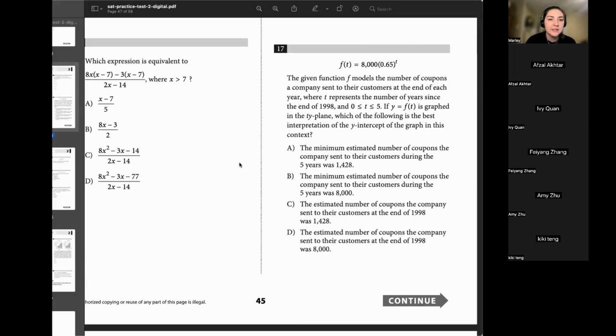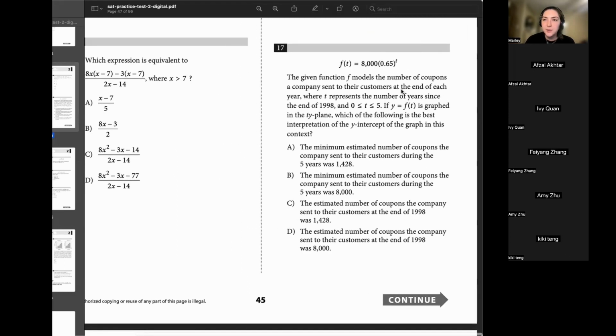Let's take a look at this one. So this is on the paper practice SAT 2, module 2. This question 17, I want us to take a look at right now. They're giving us this function. It models the number of coupons the company sent to their customers at the end of each year. T represents the number of years since the end of 1998, and T is going to be between 0 and 5. If it's graphed in the ty-plane, which of the following is the best interpretation of the y-intercept of the graph in this context?